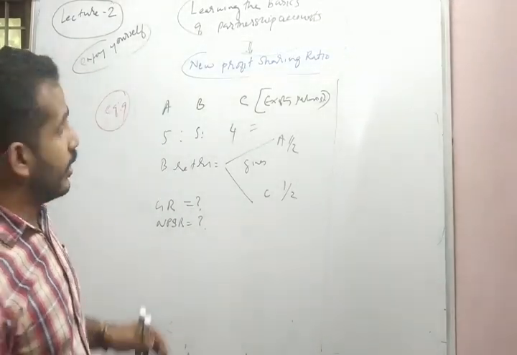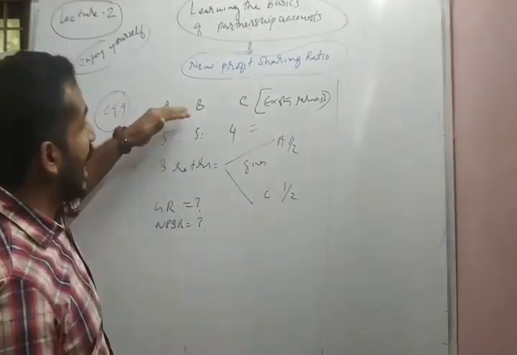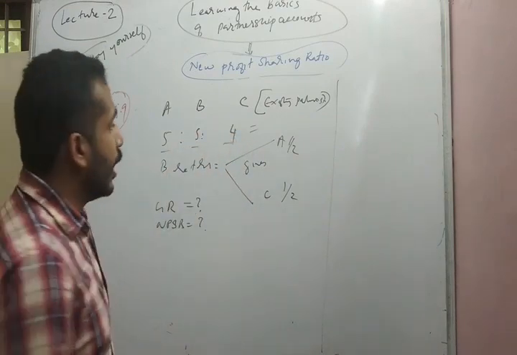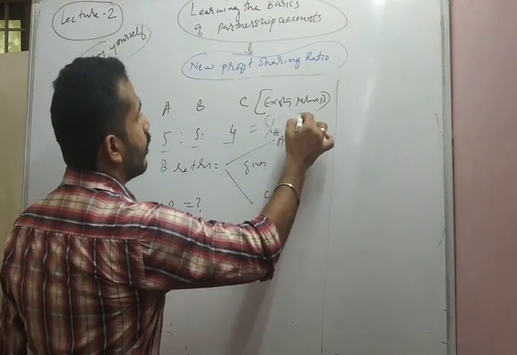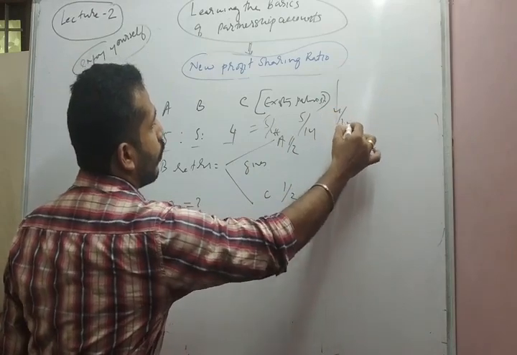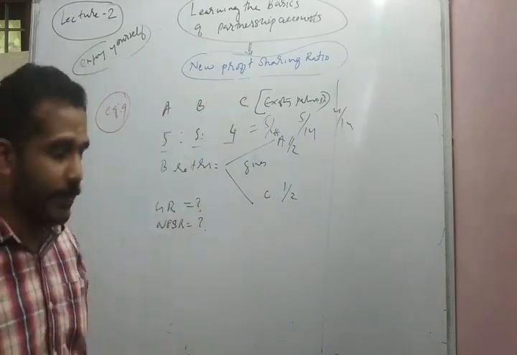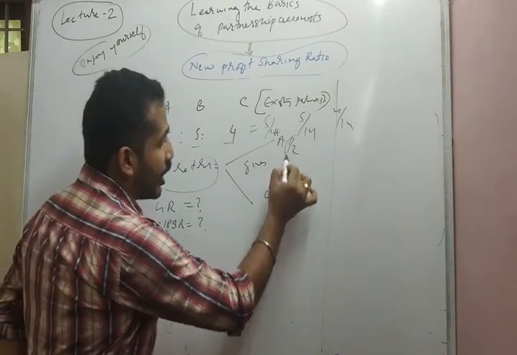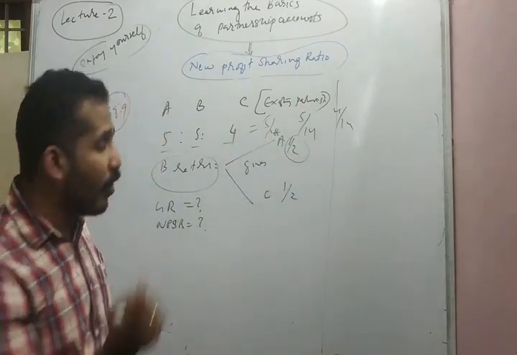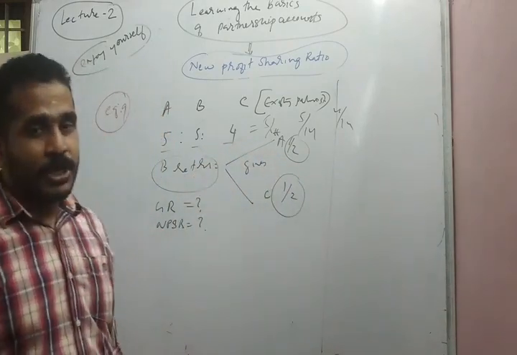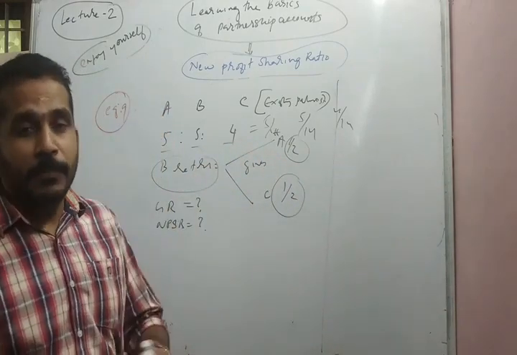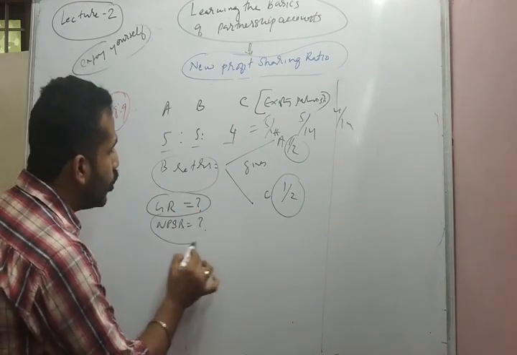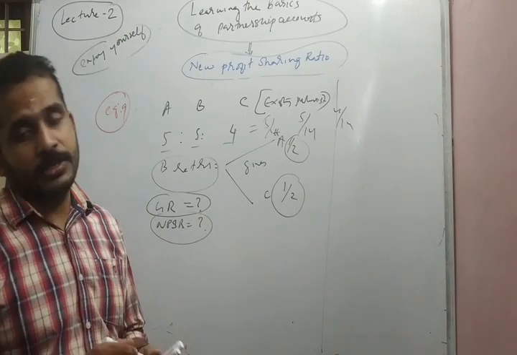Moving to illustration 9, there are three partners in a firm, namely A, B and C, sharing profits and losses in the ratio of 5:5:4. That means 5 by 14, 5 by 14, 4 by 14 respectively by A, B and C. And B retires from the firm and gives half of his share of profit to A, half of his share of profit to C. So equal distribution of profit by B. Let us compute the gaining ratio and the new profit sharing ratio of the existing partners.